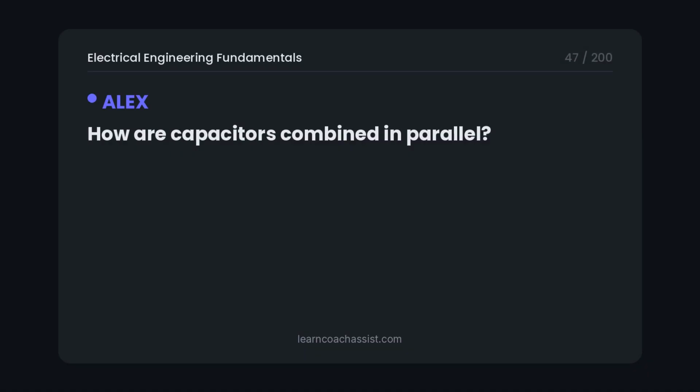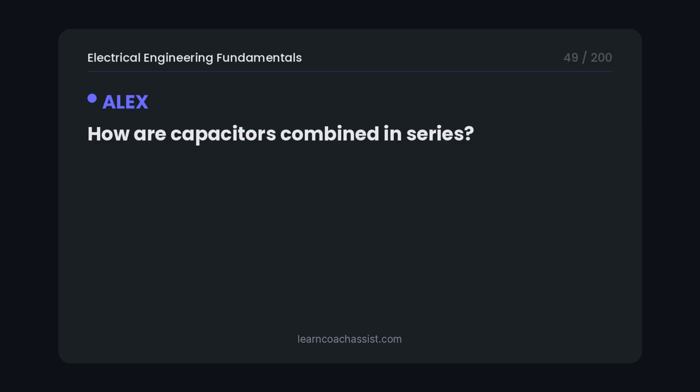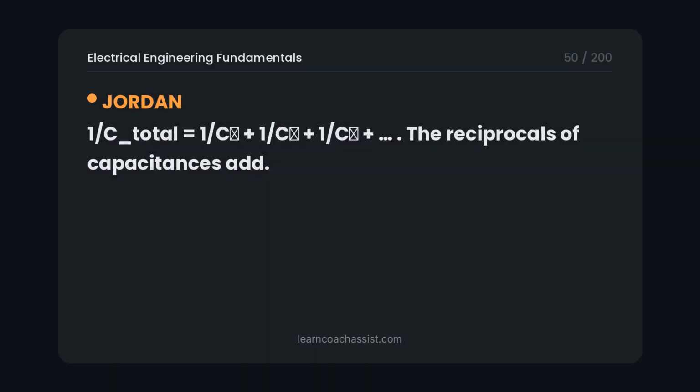How are capacitors combined in parallel? C_total equals C1 plus C2 plus C3 plus so on. Capacitances add directly in parallel. How are capacitors combined in series? 1/C_total equals 1/C1 plus 1/C2 plus 1/C3 plus so on. The reciprocals of capacitances add.